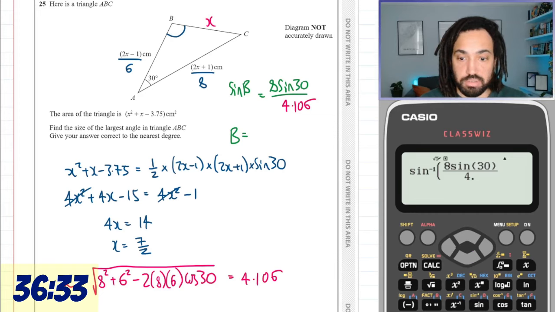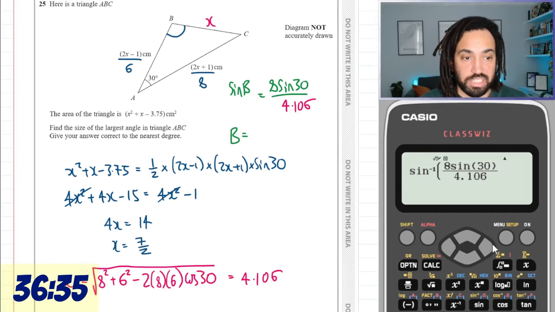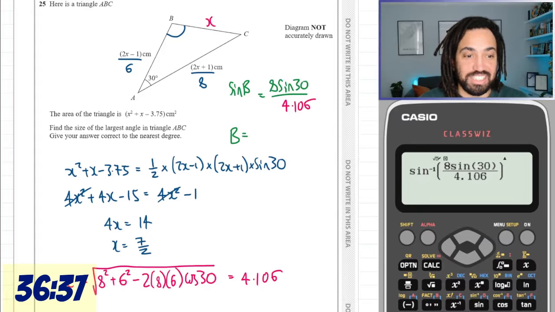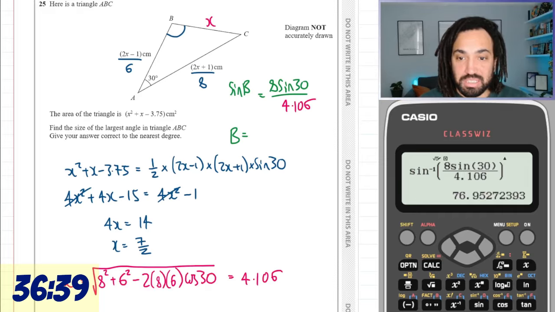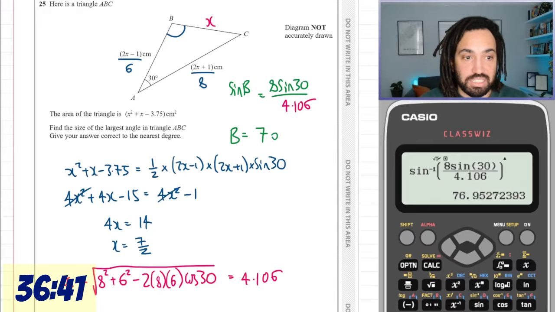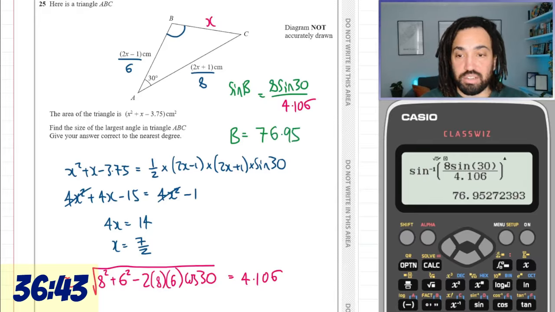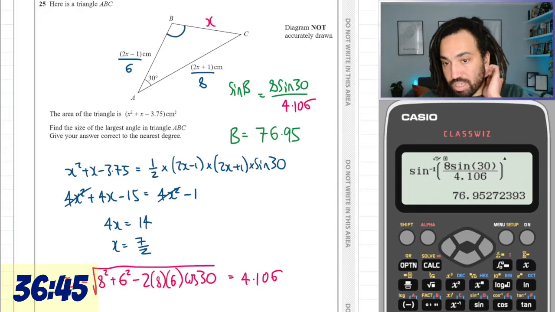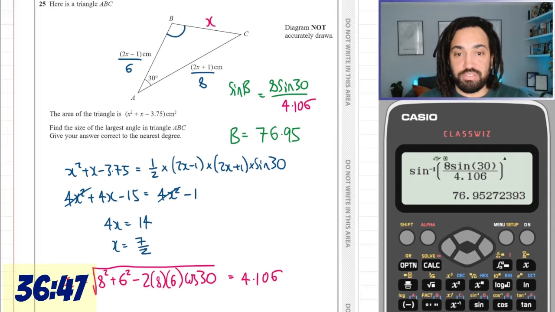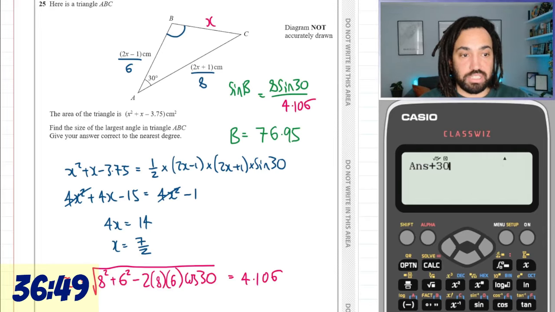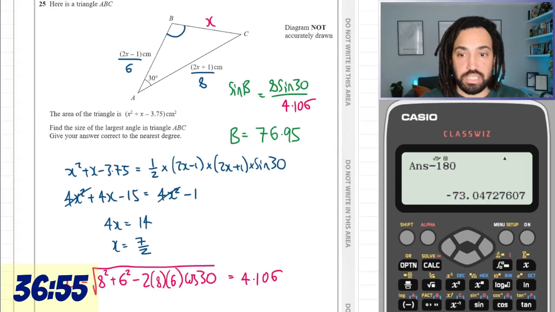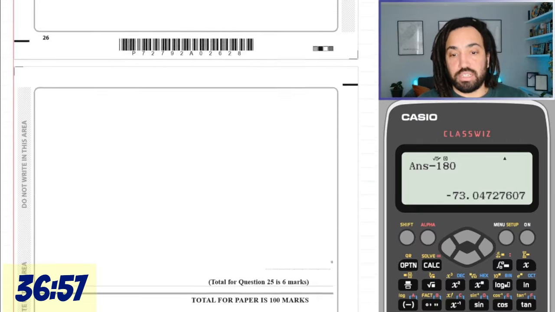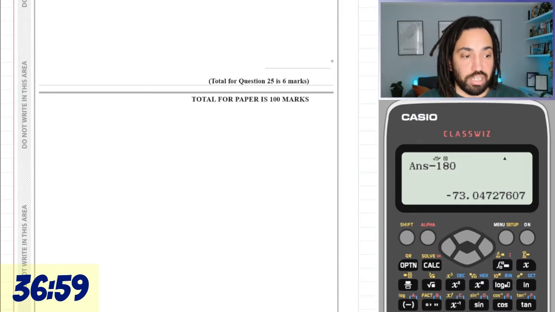Actually, I don't trust myself. Let's just put this in. Don't want to make a mistake. Equals 76.95. And that would definitely have to be the largest angle, because if I added 30 to it and then took it away from 180, then the other side is not as big. Fine. And we are done.